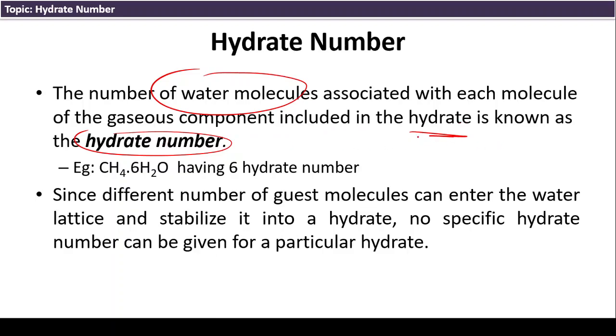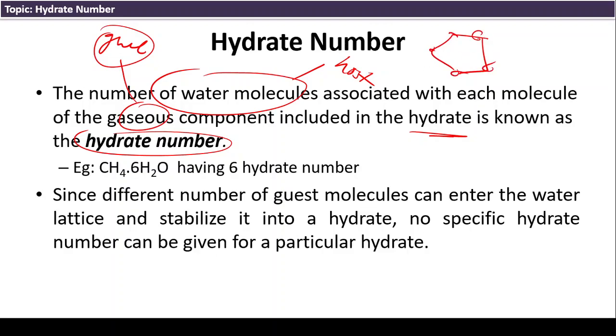It means that since water is the host molecule and this gaseous molecule is the guest molecule, there are cages, so a large number of water molecules are there for one gaseous molecule. So the hydrate number is how many water molecules are associated with the gaseous molecule. This is one example, CH4.6H2O. It means that these 6 water molecules, these host molecules, basically form the cage to entrap the methane. So we can say the hydrate number of this given molecule is 6.